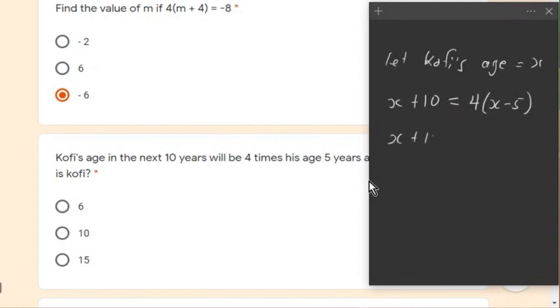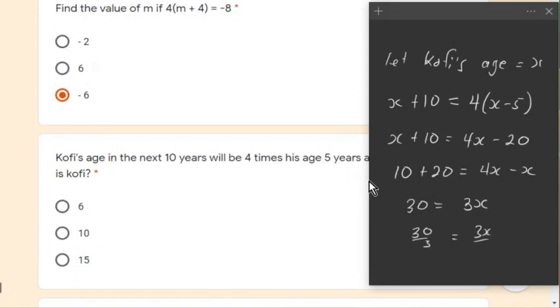So we have x + 10 is equal to 4x - 20. I'll group the x on one side, so I have 10 + 20 is equal to 4x - x. I have 30 is equal to 3x, and when I divide both sides by 3, I'll get x to be equal to 10. So x will be equal to 10, which means Kofi is 10 years old.